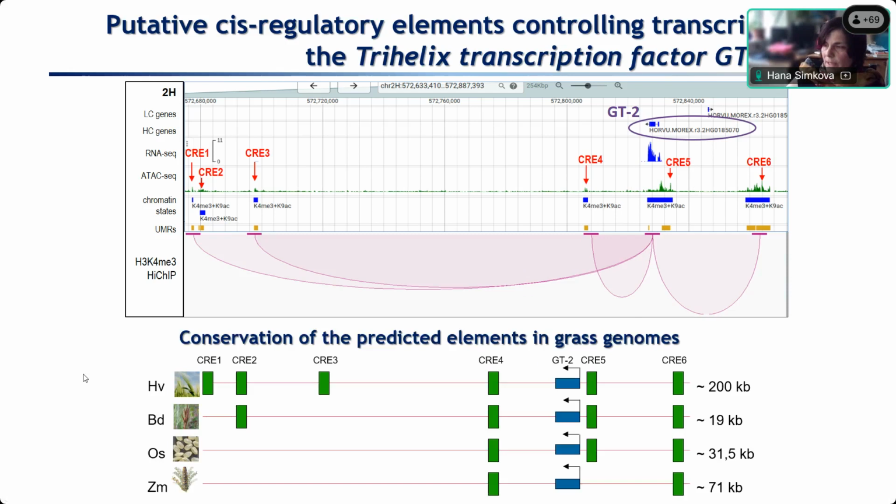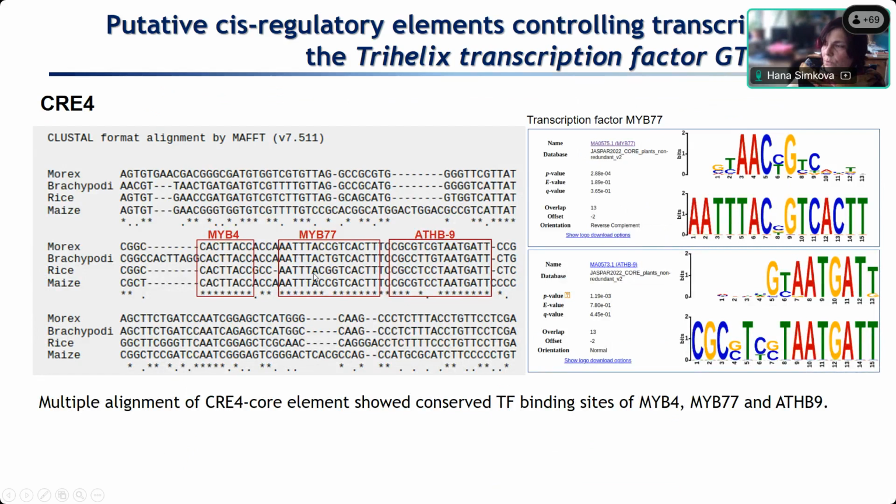She looked at the conservation of these elements in four grass genomes. And you could see that three of them look very promising in terms of conservation because they were also found in the other grass species. The most promising looks like this CRE4. And Pavla also looked into the alignment of these genomes, and she observed really conserved regions that are binding sites for three transcription factors.